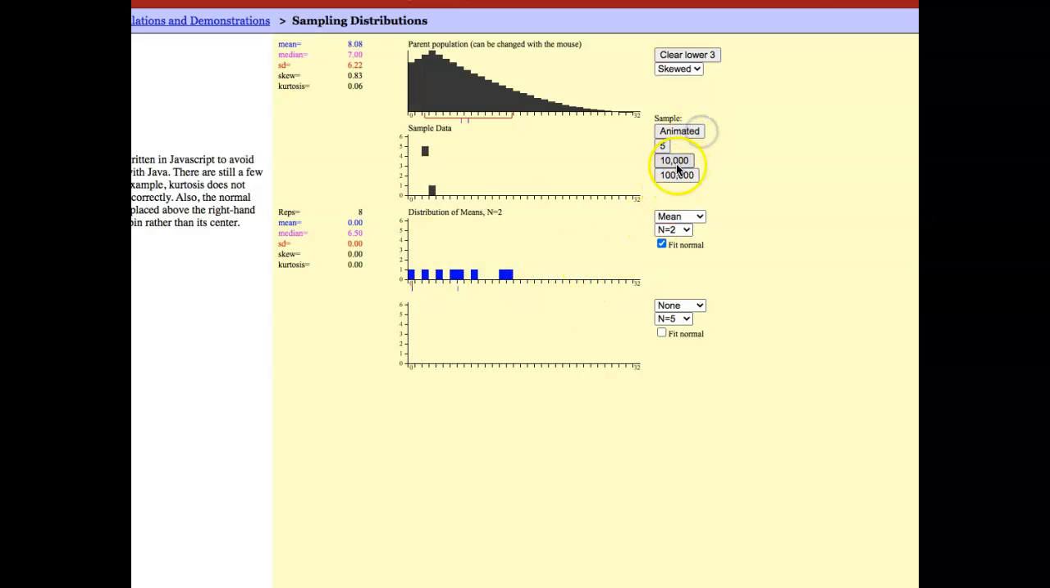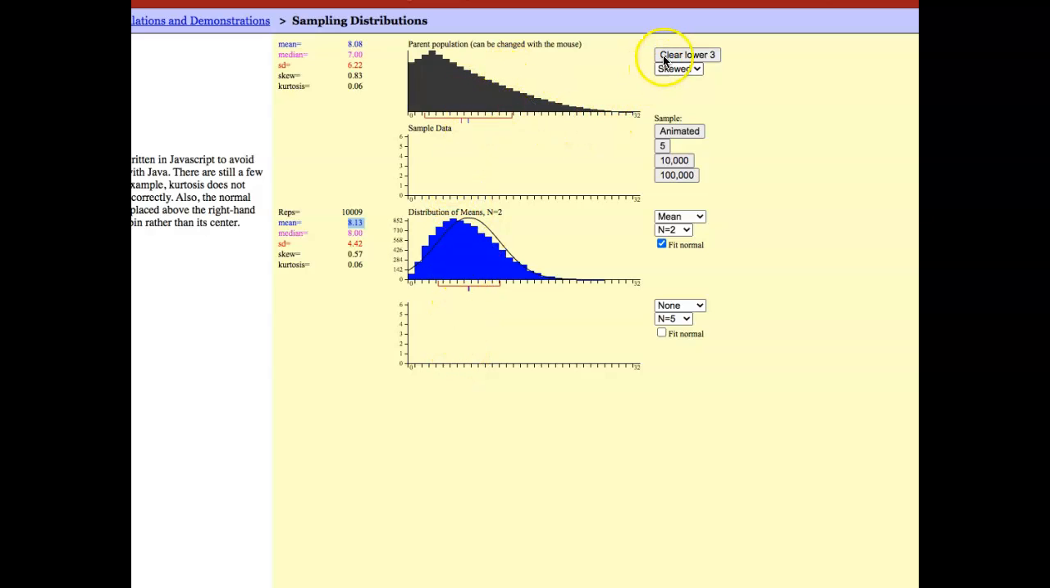So I'm going to stop doing it animated. I'm going to just do 10,000. Boom. Okay. There's my approximate sampling distribution where I've taken 10,009 samples, basically. You can see the mean is still really close to the true mean. True mean being 8.08, sampling distribution mean being 8.13. But it's not very normal, right? Like you can see the normal curve here. It still kind of mimics the shape of the parent population. And that's because the sample size is so small.